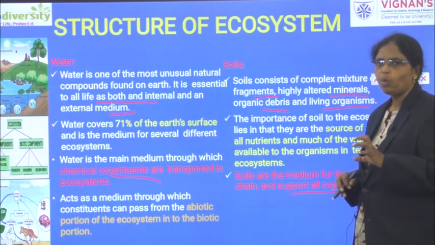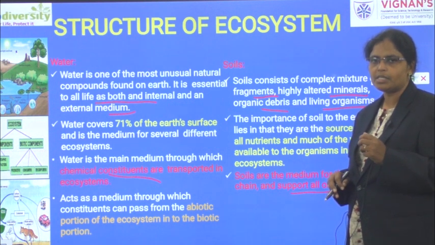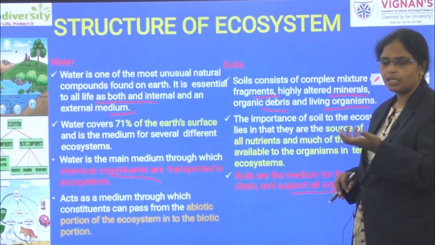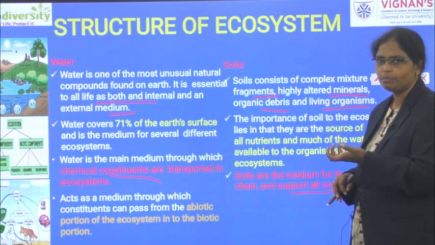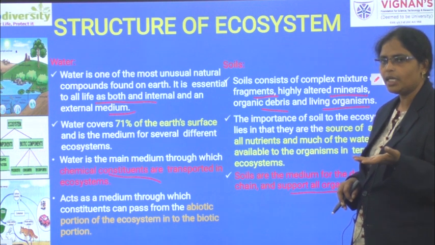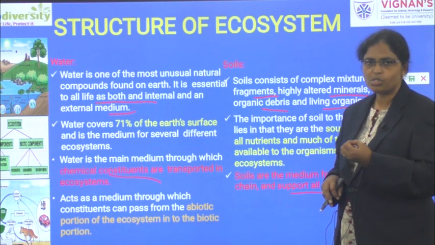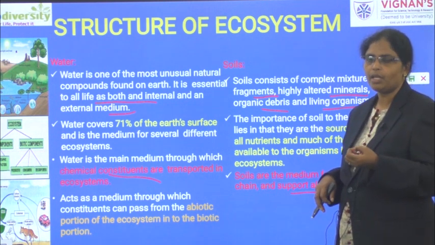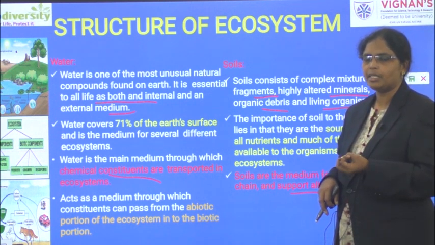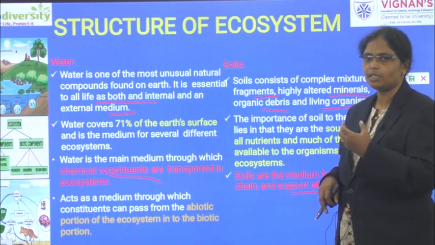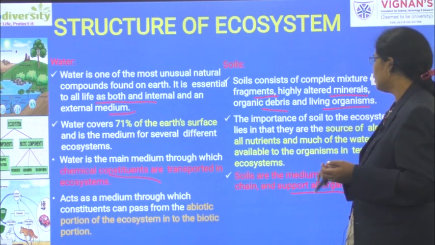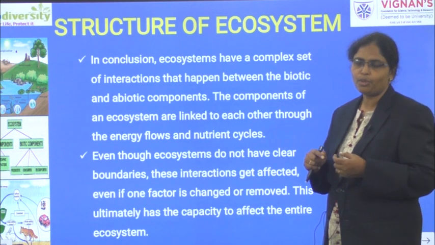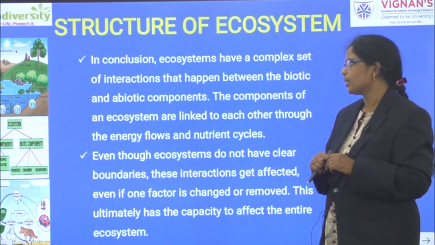That means the dead and decaying organic matter is there, and the soil provides the base for the decomposers, so that those decomposers convert the organic matter into simpler molecules. Those simpler molecules enter the soil and are taken up by the plants, and plants synthesize the food material. That food material is consumed by the other consumers. Like this, soils play an important role in the cycling of nutrients.